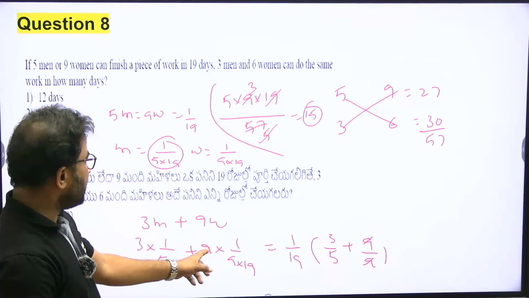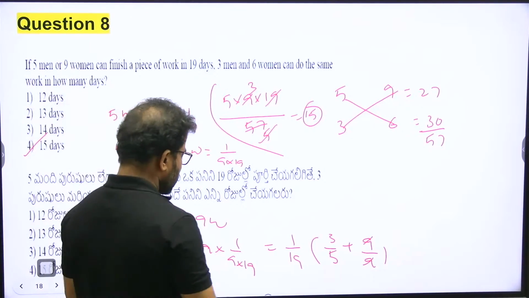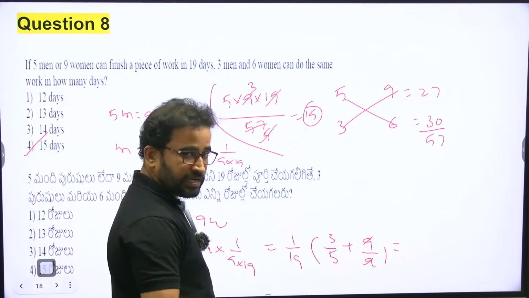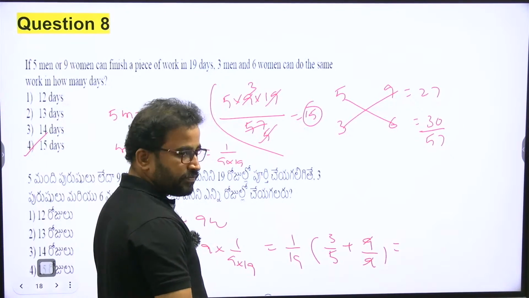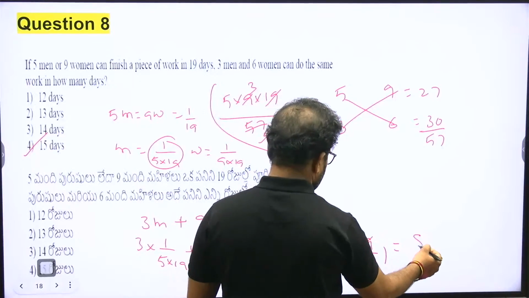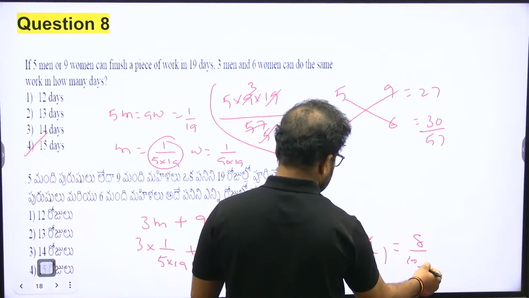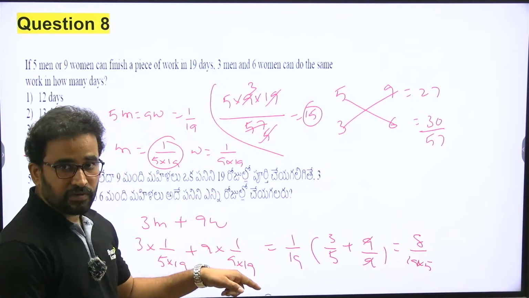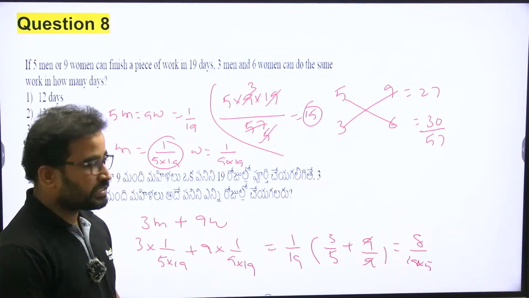Now we need to find out how much this value is. So 3 by 5 plus 1 is nothing but 8 by 5. 8 by 5 is nothing but how much we are getting? This value is equal to 19 into 5. In this way, you need to find out. But this is one day's work only. We need to work out total work based on that.